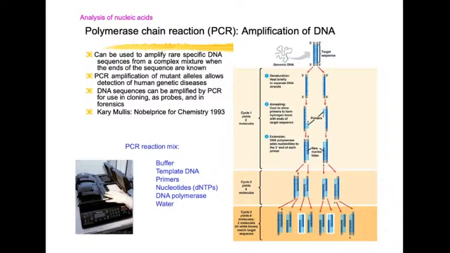PCR amplification of mutant alleles allows detection of human genetic diseases. DNA sequences can be amplified by PCR for use in cloning and as probes in forensic science. It was invented by Kary Mullis, who got a Nobel Prize for Chemistry in 1993. In the PCR mixture, you need buffer, template DNA, primers, nucleotides, DNA polymerase, and water. So all these six are the categories.